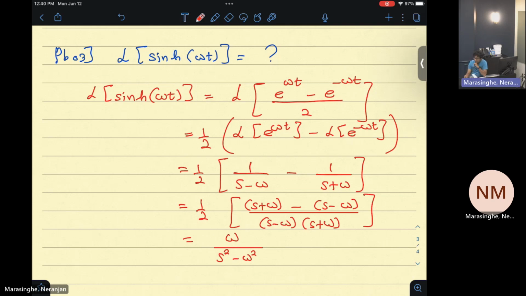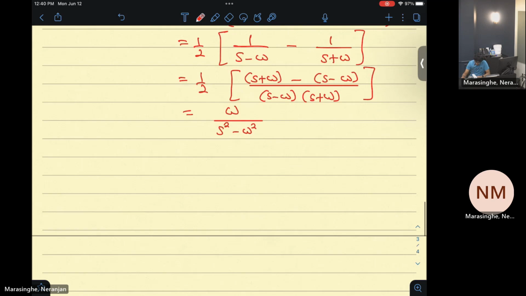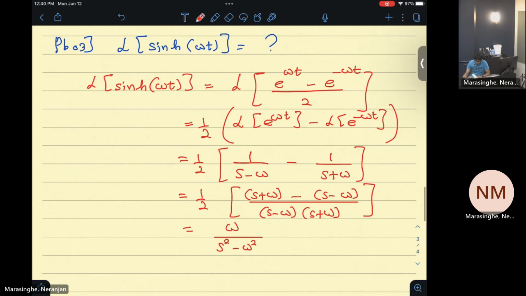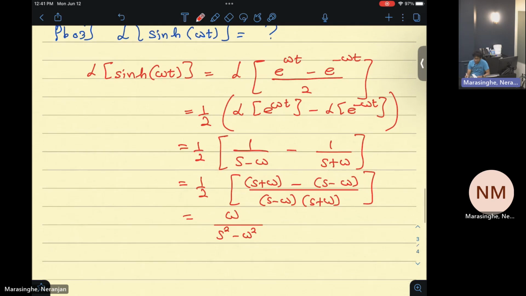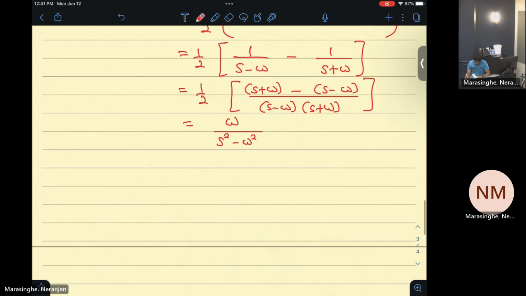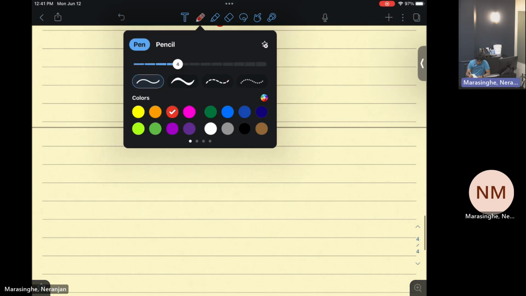Any questions? So right. So this is the Laplace transform of hyperbolic sine. Okay. Right. So I would again summarize what we did so far. Right. So what is the summary so far?